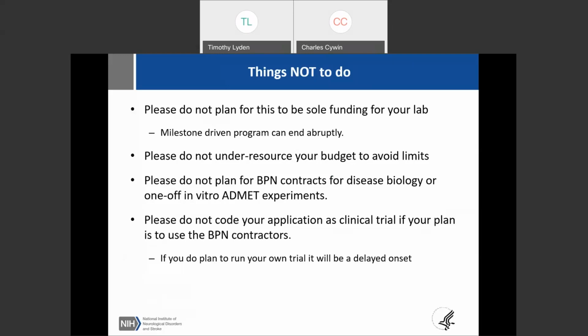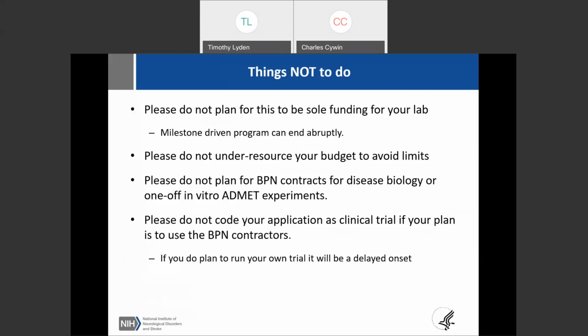Do not under-resource your budget to avoid the budget limits. If you need to come in and ask for more than $500,000 and there's a good justification for it, please talk to me about it and we'll discuss it. I have seen that come up as an issue. Also, don't put in $499,999 on every year of your budget to avoid limits, because I will look at it and go, why is that? And how are you going to fund the extra stuff?